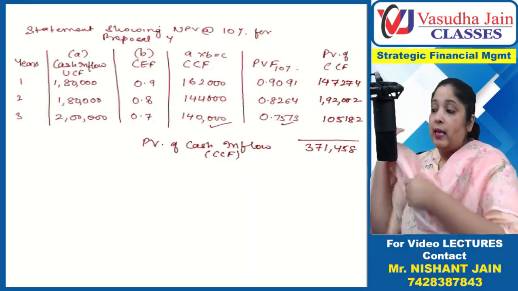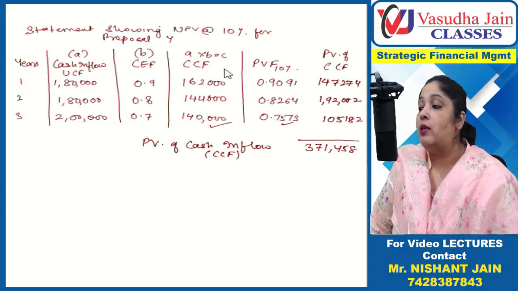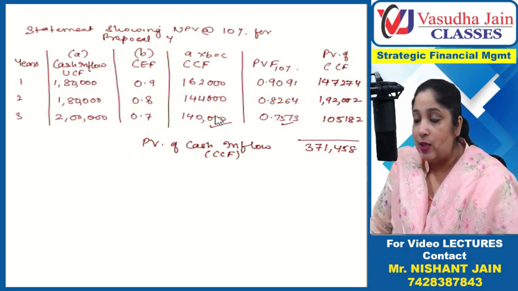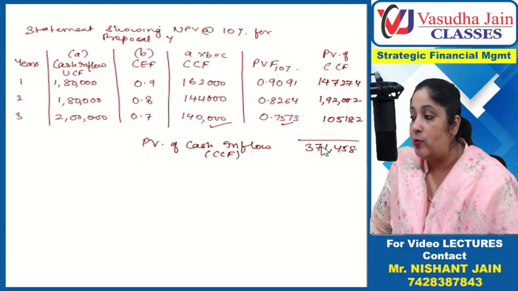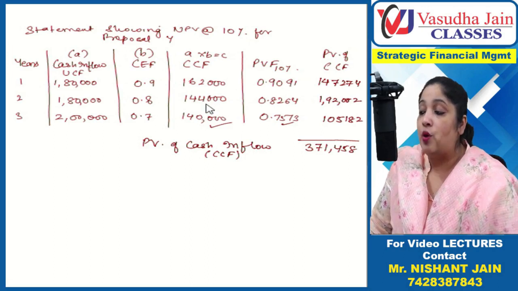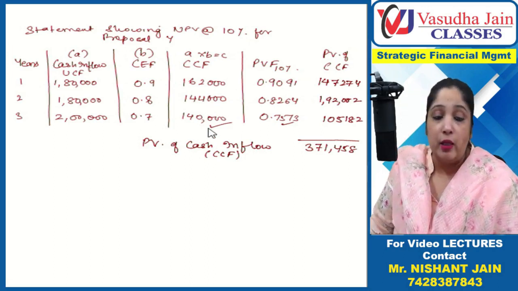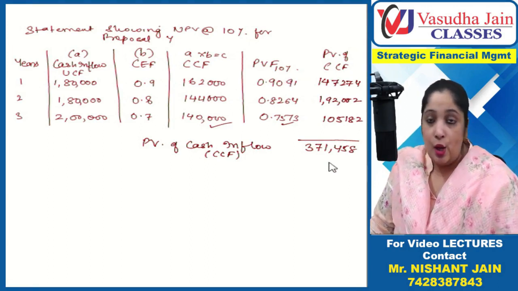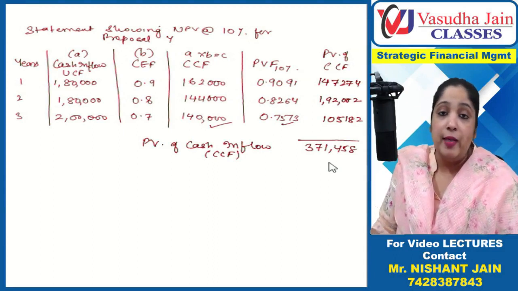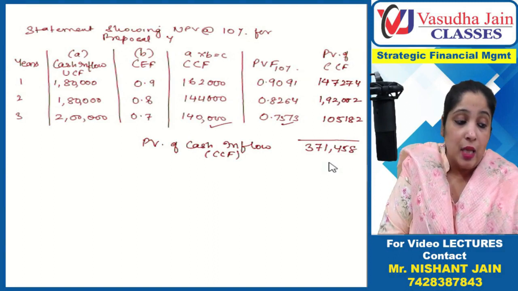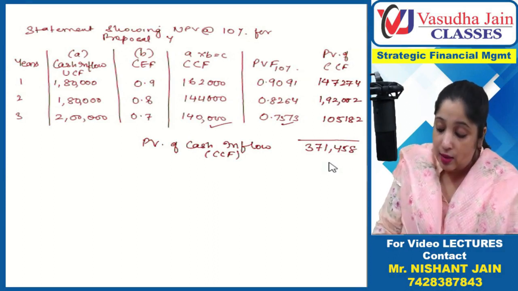This implies that if you want these certain cash flows from this project with certainty, at the rate of 10%, this much should be your investment in the project. Because if you want 1,62,000, 1,44,000, 1,40,000 after 1 year, second year, third year at the rate of 10%, then this should be your investment as on today. So 3,71,458 should be your investment. Are we supposed to make a 3,71,458 investment? Answer is no.